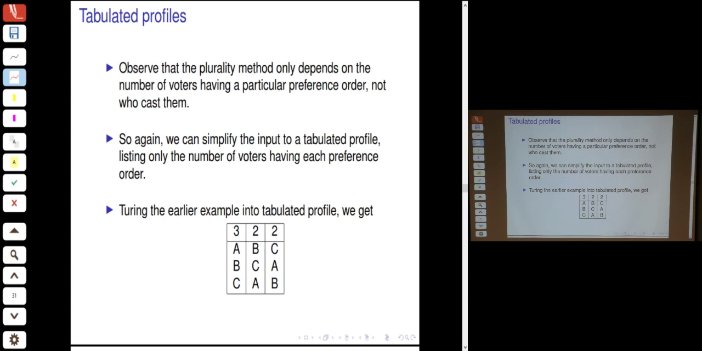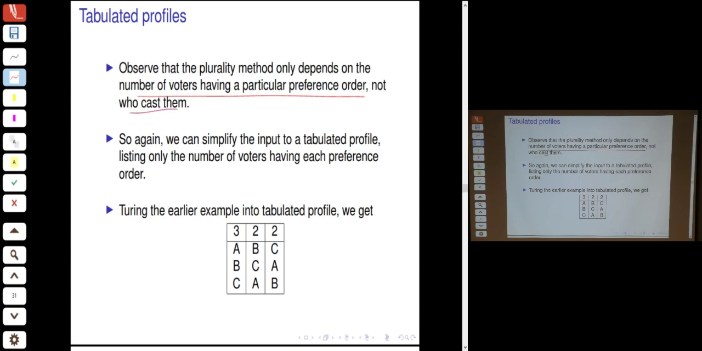So, basically, the plurality method depended on who got the most first choice votes. All that you needed was to count, for every candidate, how many first choice votes he got. So, it does not matter who is casting the first choice votes. The plurality method therefore depends only on the number of voters having a particular preference order and not on who cast them.